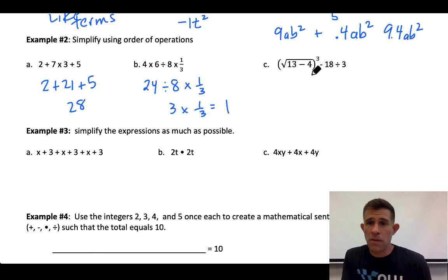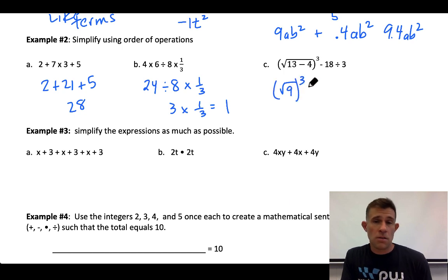Our final example of that one, we're going to take the square root of 13 minus 4 and cube it, raise it to the third power that is, minus 18 divided by 3. So I see that I have a set of parentheses. That parentheses needs to be done first, which has a square root, which means I need to first do my subtraction. So I'm going to take the square root of 9 before I raise it to the third power, and then I'm going to subtract my 18 divided by 3.